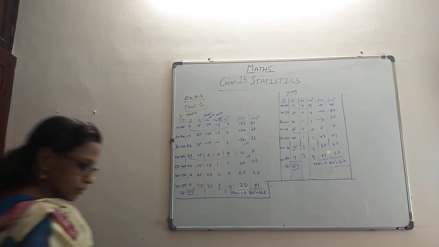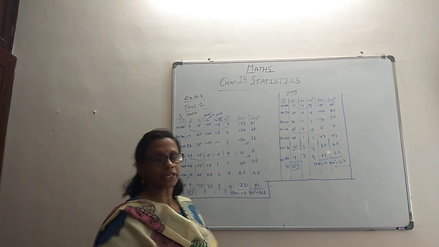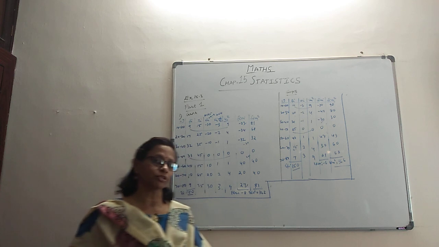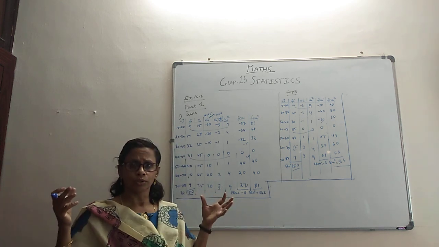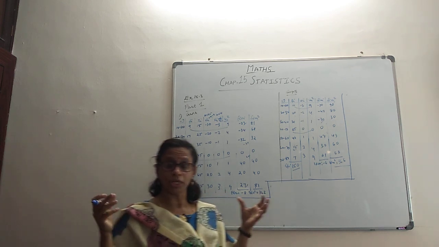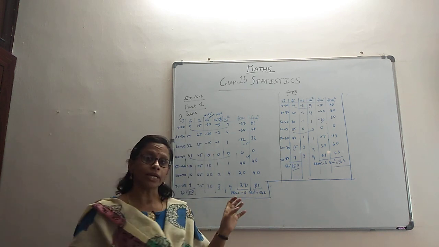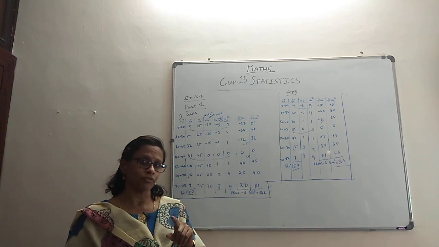Folks, this is part 1 video of exercise 15.3. It is very difficult for me to record this video because it's a huge problem. In this problem they ask us to calculate the CV, coefficient of variance.